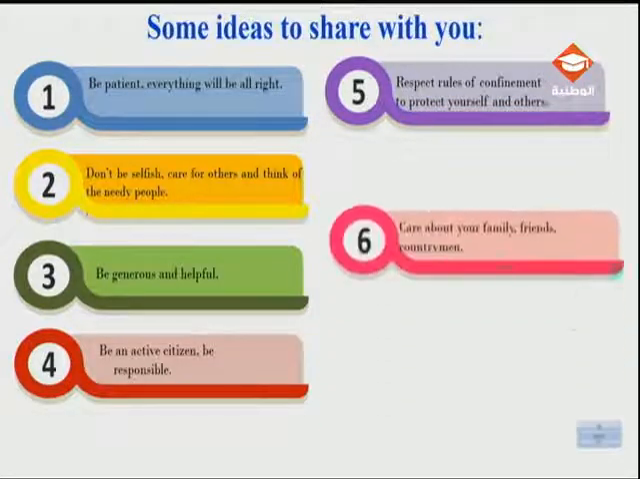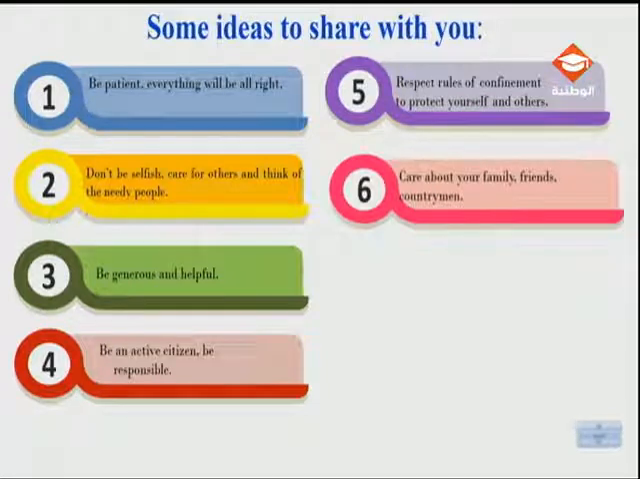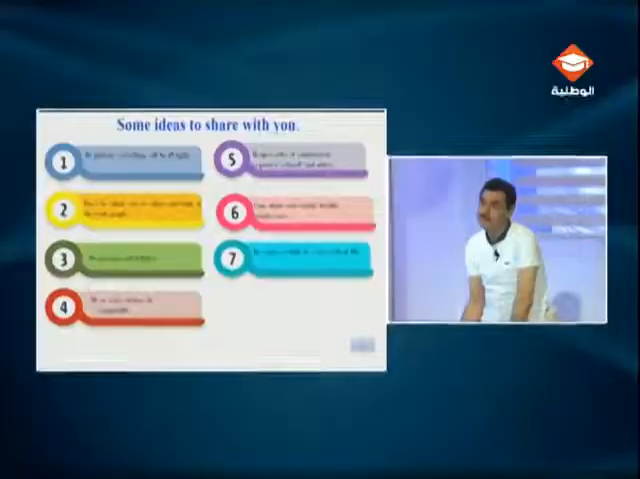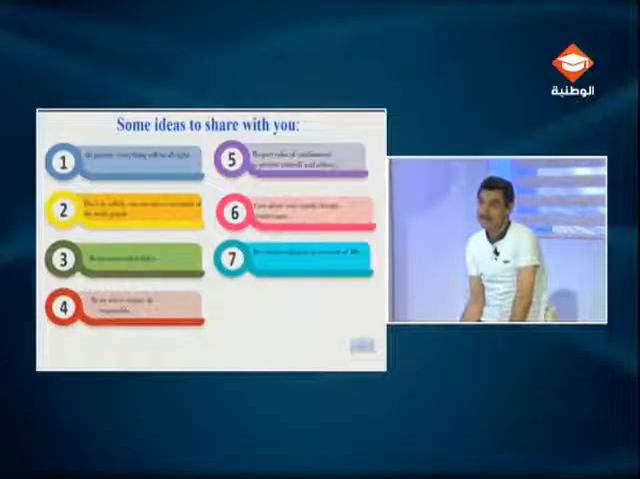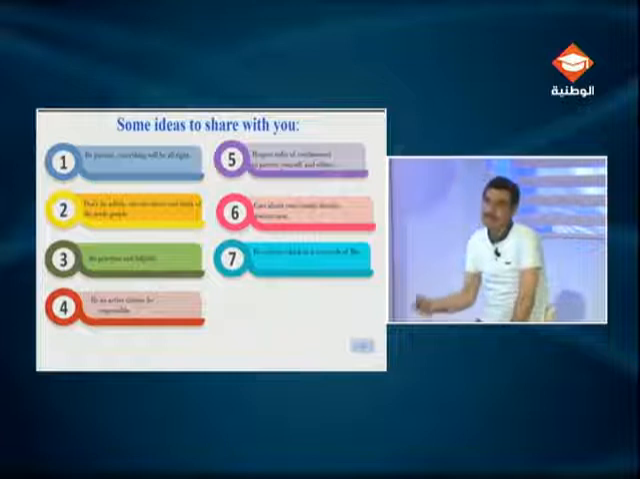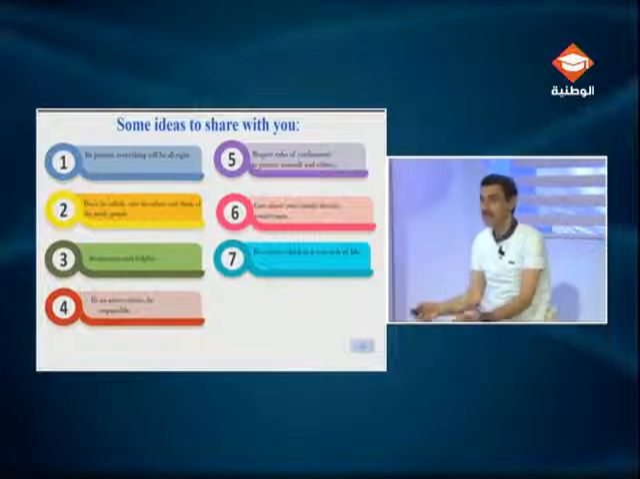Six. Care about your family, friends, countrymen. We need to care about others, those people, especially family, our neighbors, friends, countrymen, relatives. People who are close to us. Seven. Be creative, think of a new style of life. Like what? Like reading, watching movies, playing family games. Revising, maybe studying. So that's using time sensibly. Playing with relatives, family members, especially close relatives.